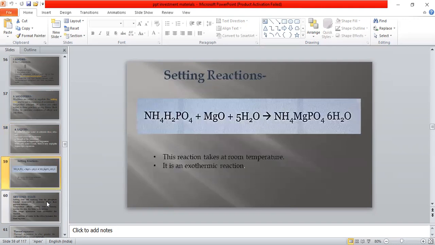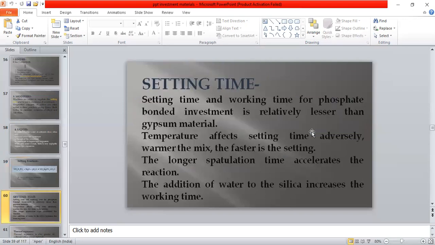So the setting reaction of the phosphate bonded investment is that when the ammonium phosphate and magnesium oxide react with the water, it forms magnesium ammonium phosphate and water. So this reaction takes place at room temperature and it is exothermic in nature. So here in this reaction, again, when the ammonium phosphate and magnesium oxide react with the water, there is formation of magnesium ammonium phosphate and water.